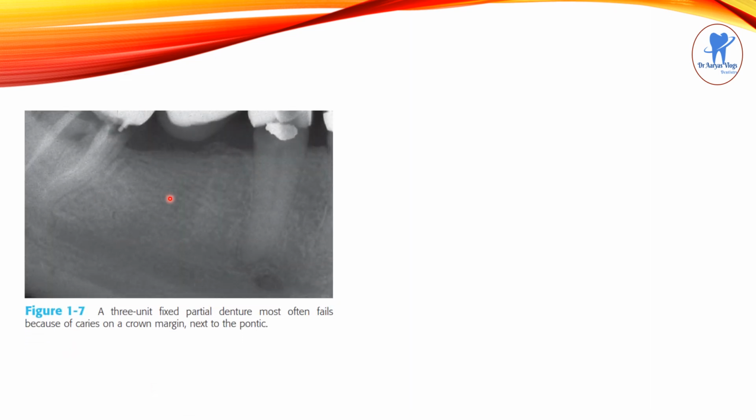Here, this is a 3-unit fixed partial denture. It most often fails because of caries on a crown margin next to the pontic. The abutment teeth of a fixed partial denture often decay at the margin next to the pontic because it acts as a plaque reservoir and rarely has adequate daily hygiene.